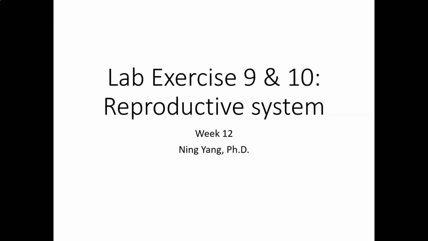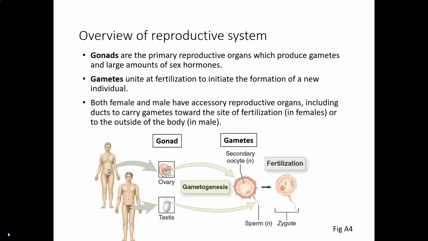In this lab, we are going to cover exercise 9 and 10. Exercise 9 is mainly focused on the female reproductive system, and exercise 10 is the male. So let's start with the overview of the reproductive system. Let's first look at what the reproductive system does.